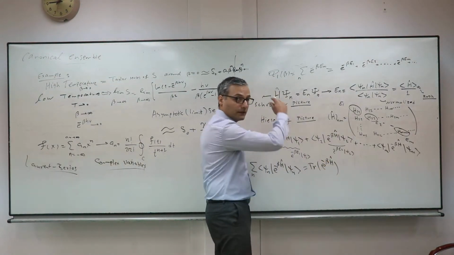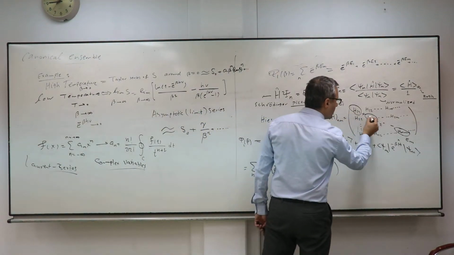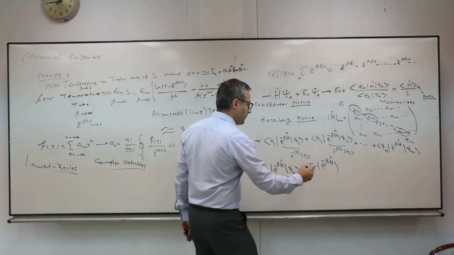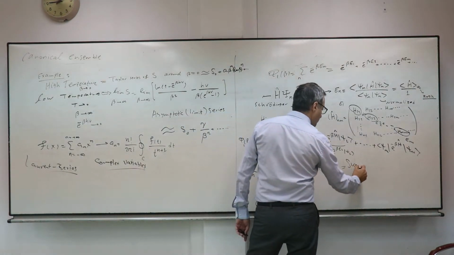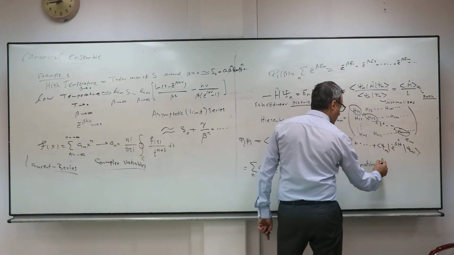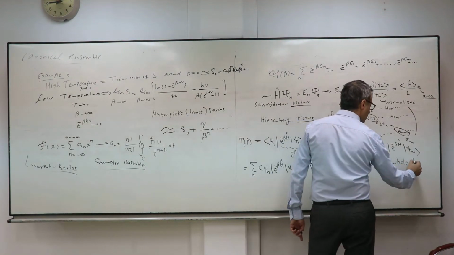Trace means the summation of the elements over the diagonal. Just this. Add. Summation over the whole diagonal element.